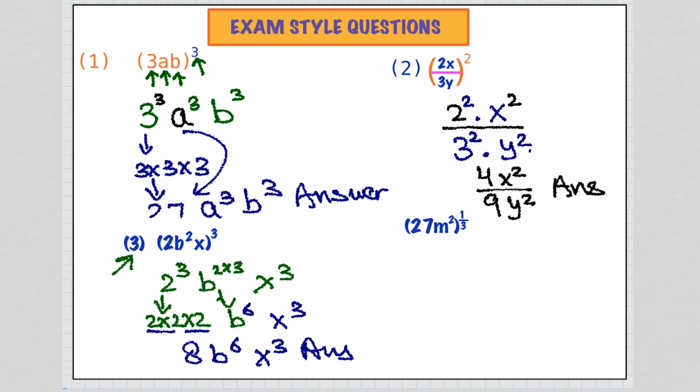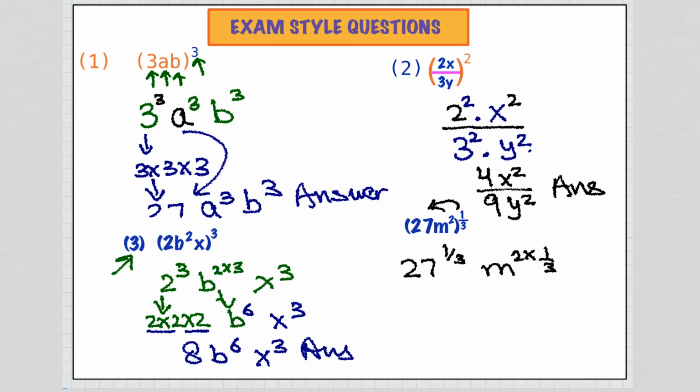Last one. The last one is slightly difficult, but first step, we will apply the power 1 over 3 to 27, 1 over 3 to m squared, 2 times 1 over 3. So the best way to do it is, please always write it the way I am writing it down, 1 over 3 like that. Whenever we do times power with the numerator part, 2 times 1 over 3.